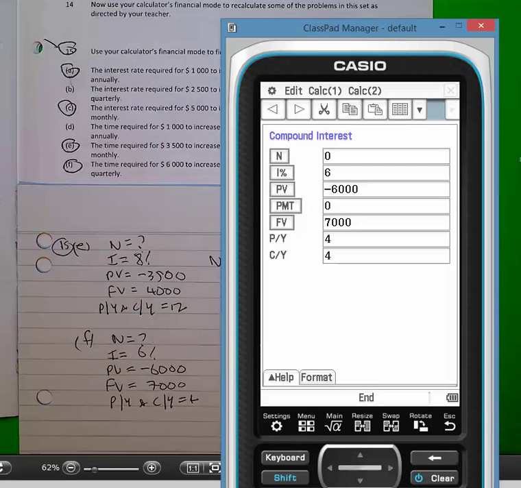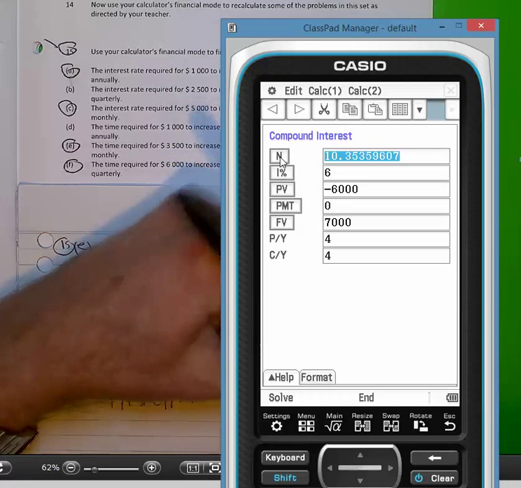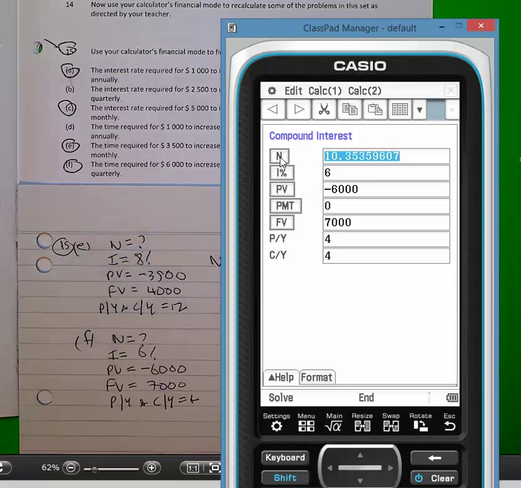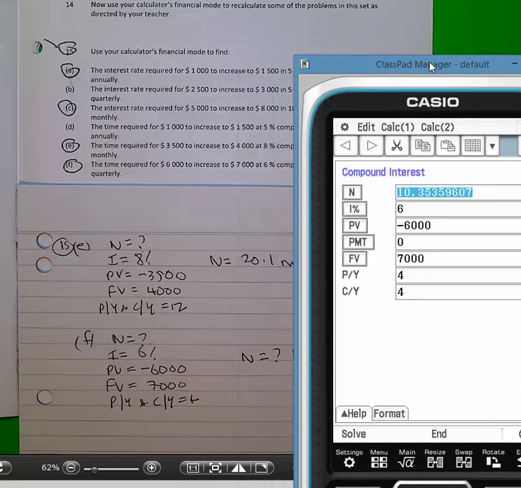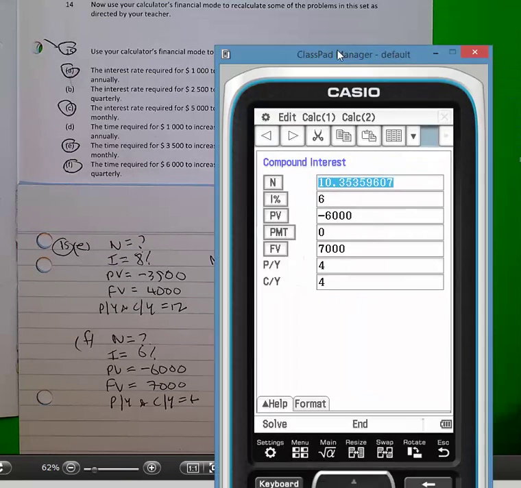Moving on to 15F, you can see the data entries I've made there. Quarterly, 4 and 4. Record it as you go. And that means that there's 10.35 quarters in order to make that particular amount of money. Now, clearly, we can't invest money for 10.35 quarters.